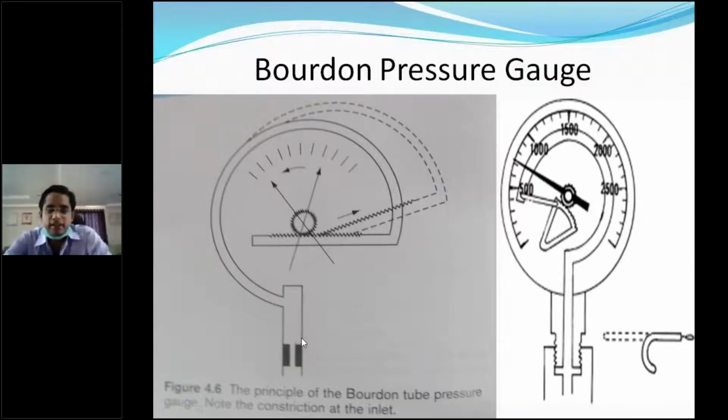Here, if you can concentrate on the image on the left side, where I'm pointing the arrow, you have 2 constrictions. From the constriction, the gas passes through this inner bent metallic tube like this, and the gas goes to this dial mechanism. The pressure from here goes to these serrations and to the clock dial, which indicates the pressure of the cylinder. So this is how a Bourdon's pressure gauge works.